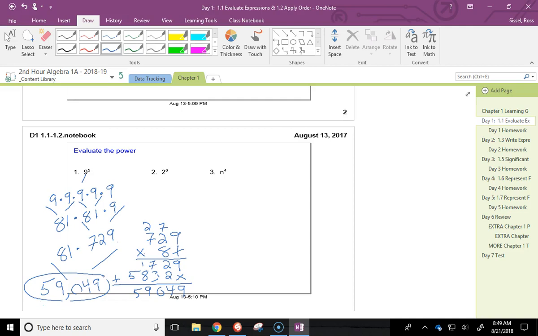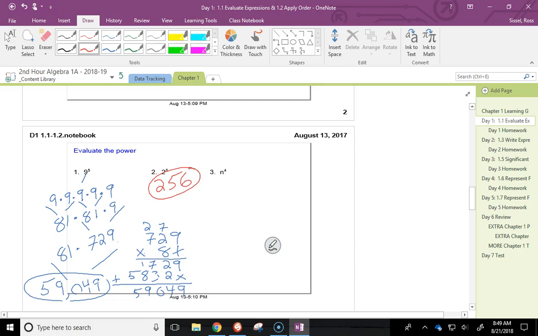Okay, let's go ahead and see what we have. Eden? The answer is 256. 256. Anything different? The correct answer is 256.